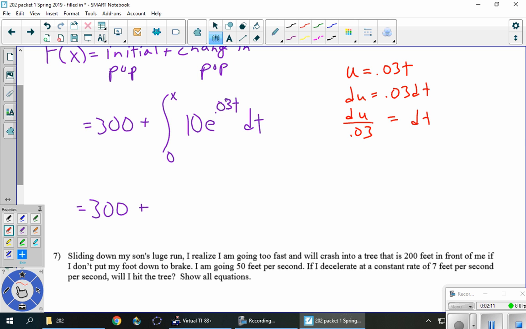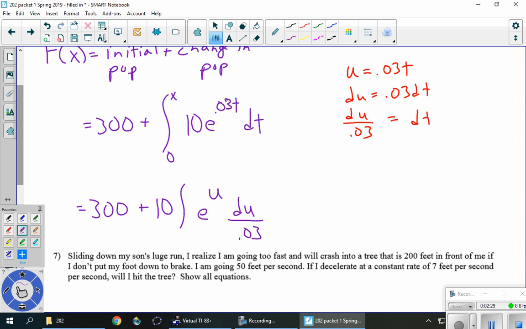And let's go ahead and then go back to our integral now. The 10 inside is a constant multiplier. I'll put it outside. E to the 0.03t. So that's really e to the u. And then instead of dt, we're putting du over 0.03.